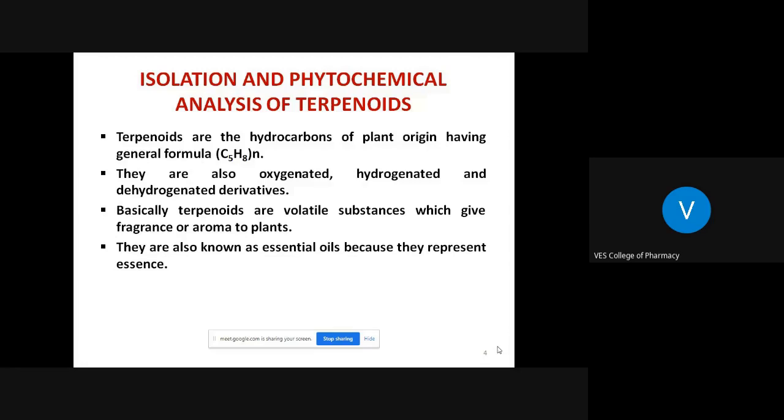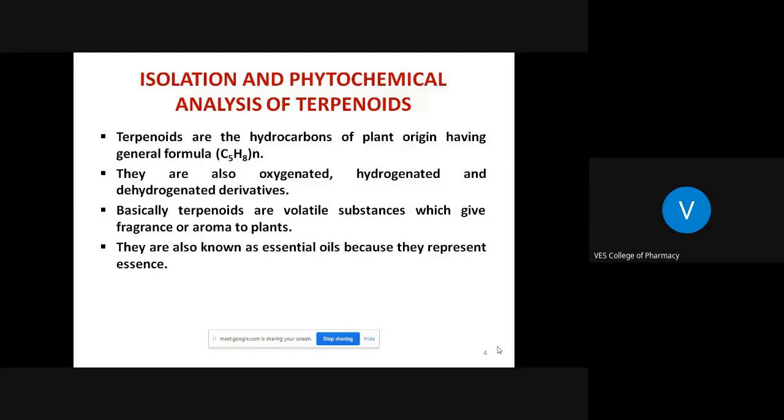Now, we go to the first class of compounds, that is isolation and phytochemical analysis of terpenoids. Now, what are terpenoids? Terpenoids are hydrocarbons of plant origin, and they have the general formula of C5H8n. So this is one isoprene unit, or n number of isoprene units, which are designated as terpenoids. They contain both hydrogen and carbon. That is the reason they are called hydrocarbons.